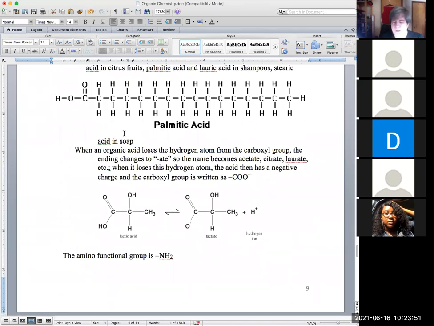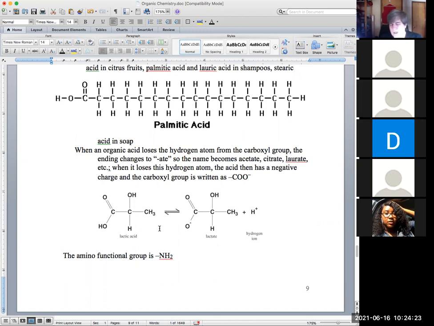Now, if we have an organic acid and it loses this hydrogen that's attached to the OH, usually when this hydrogen leaves the molecule, it doesn't take its electron with it. So when the hydrogen leaves, it has a positive charge because the hydrogen has a proton, but it left its electron behind. And we have a negative charge centered around this oxygen.